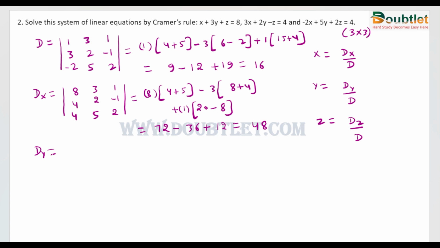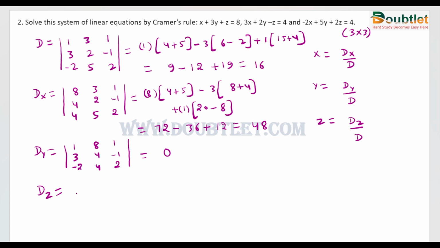Now to find the value of Dy, we will replace the y component of the determinant with the constant terms. So it will become 8, 4, 4, and this will become 1, minus 1, 2. And if we solve this determinant with respect to the first row, we will get the value 0.